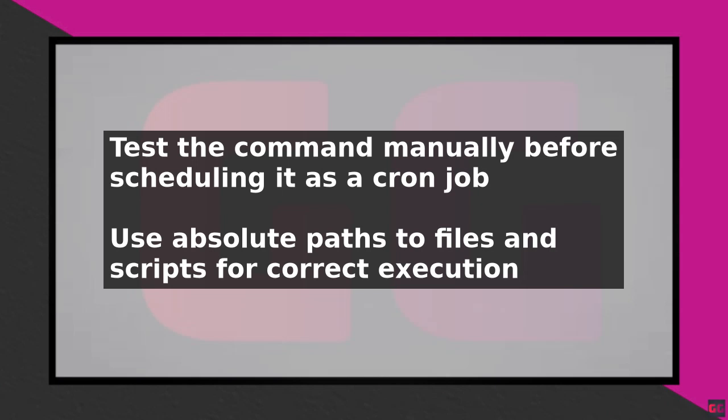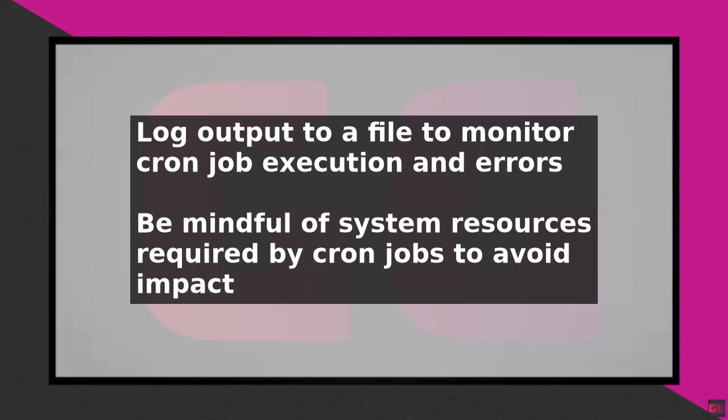You can also edit or delete existing cron jobs by clicking on the corresponding buttons. Best practices for configuring cron jobs include testing the command manually before scheduling it, using absolute paths to files and scripts, and logging output to a file to monitor execution. Additionally, be mindful of the system resources required by your cron jobs, as excessive usage can impact server performance.